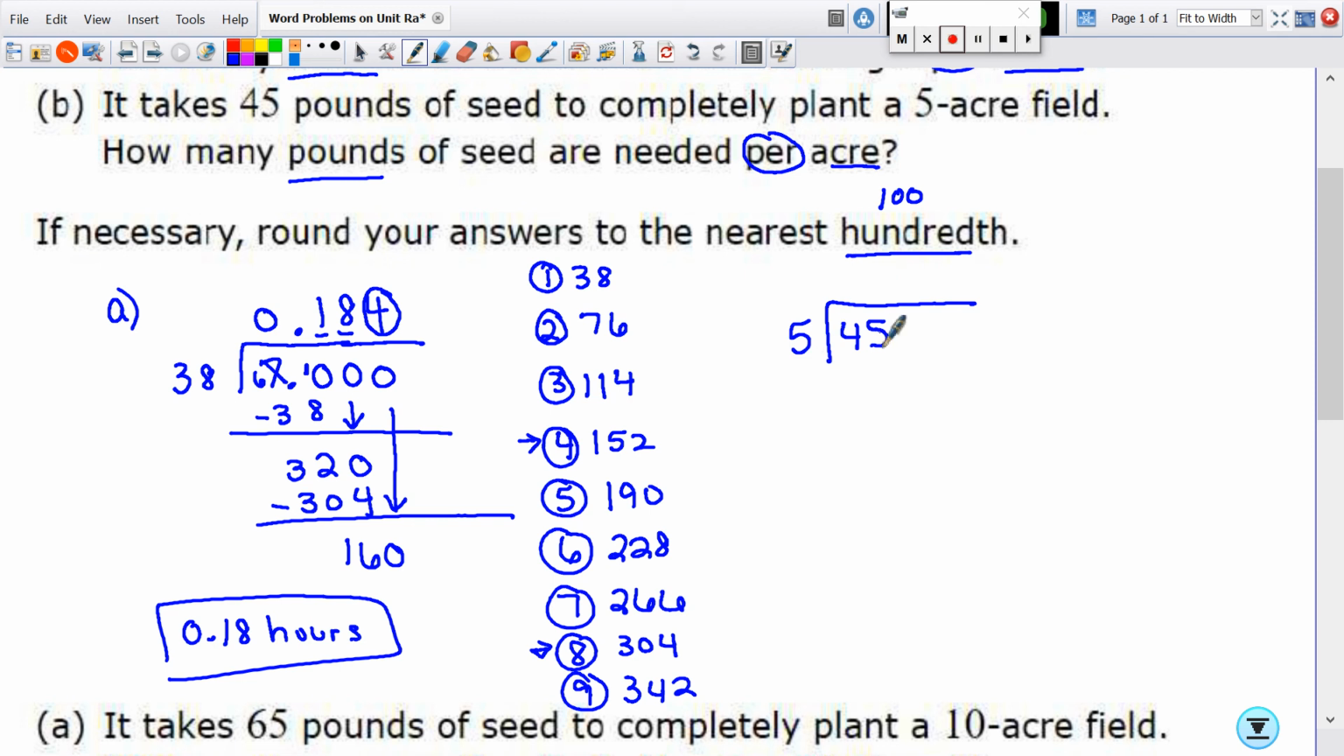So this is actually, I mean, there are no decimals here. That's why it says "if necessary." This is part B, by the way. Okay, so 45 divided by 5 is 9. I don't even have to finish it because I know my multiplication tables. So 9 pounds of seed to completely plant a 5-acre field. Sorry, I just said that backwards. It's 9 pounds of seed per acre.